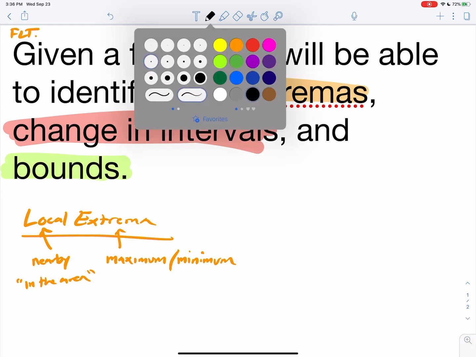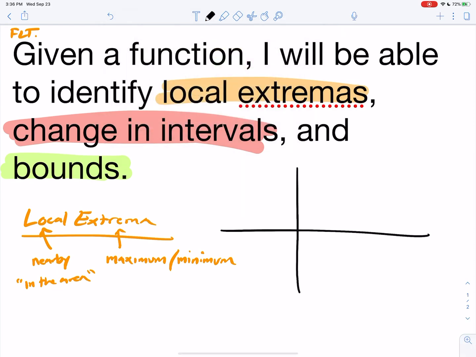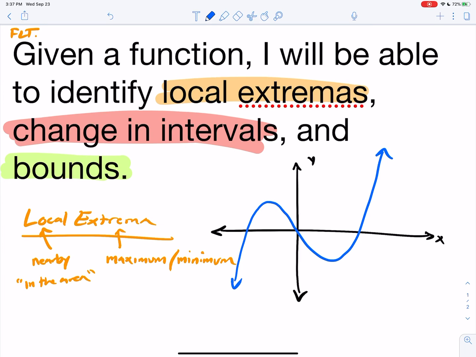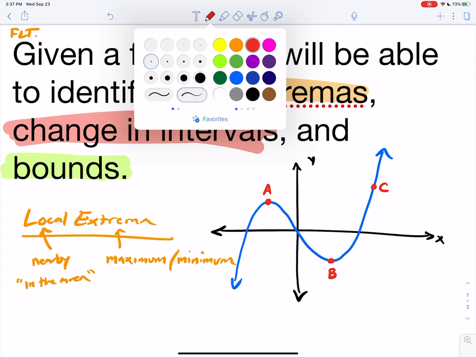So let me draw you a picture here so you can quickly identify it. Let's say you guys had a graph. Try to draw this as close as possible. Doesn't have to be perfect, but let's say we had something like this. I'm going to label 3 points here. I'm going to call this A, call this B, and then I'm going to call this C. All right, so here's what it basically is.